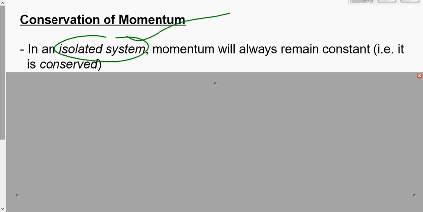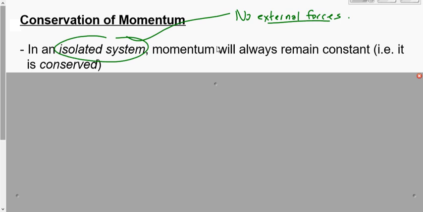An isolated system is a system in which there are no external forces. Give me an example of a situation where we have an external force. Like, what is an example of an external force? Something acting on the outside, something entering the system that wasn't there before. What's the most common one? We saw it a lot in Physics 20. It's the F word. Yes, of course, friction.